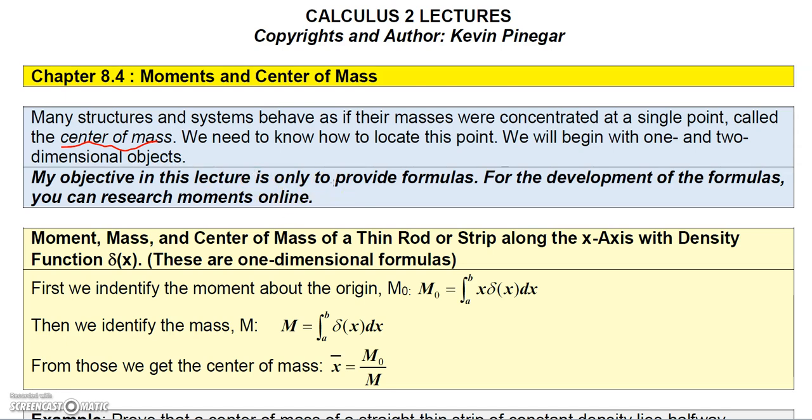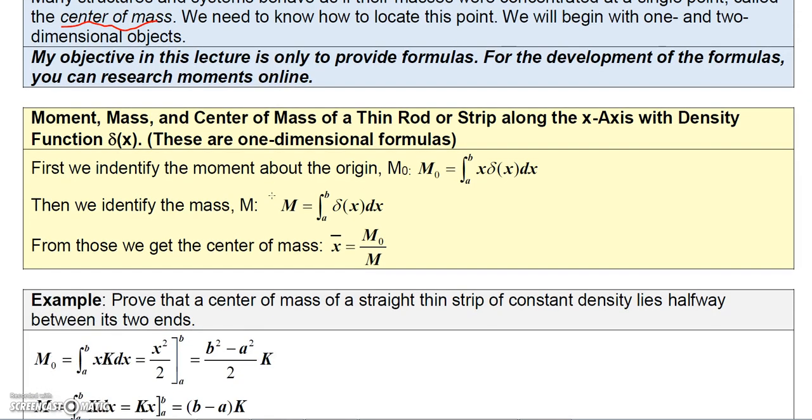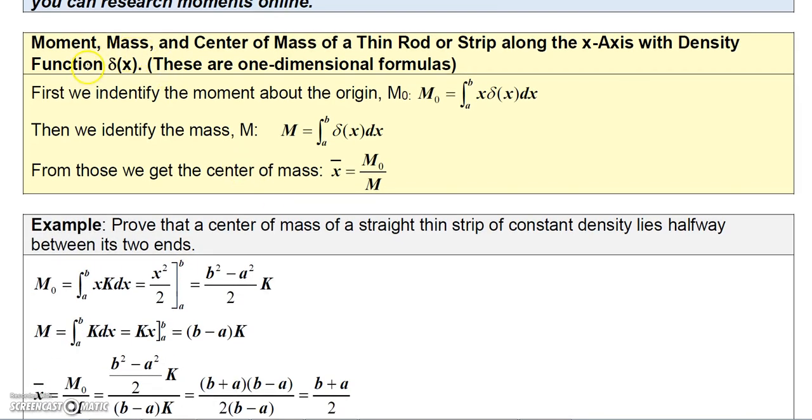So we're actually going to work with only one and two dimensional objects. In this section I'm not going to derive the formulas. For the development of these formulas you can research this in another textbook or online. So let's start with what's called the moment, mass, and center of mass of a thin rod or a strip along the x-axis.